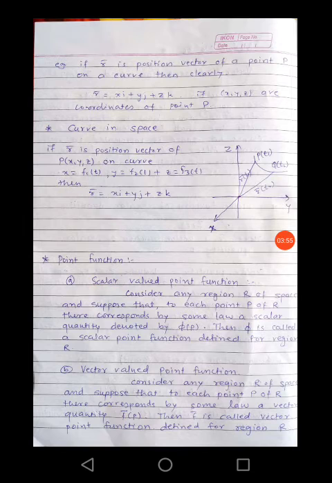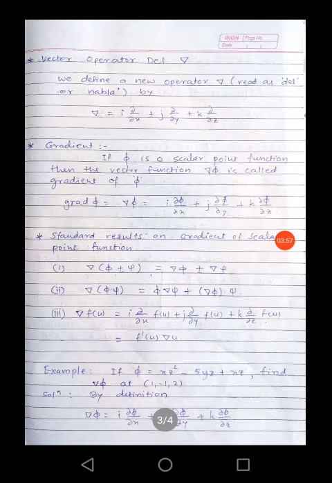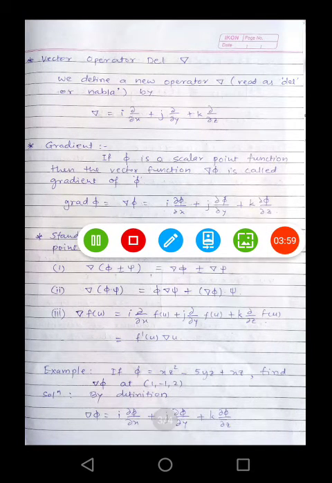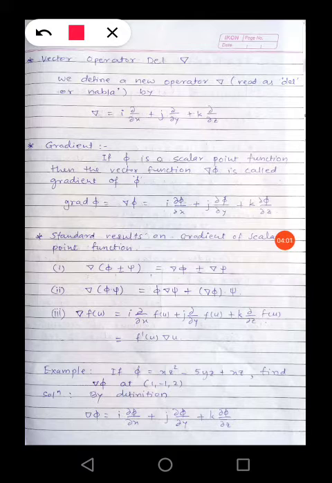Next we'll see the vector operator del. What is meant by the vector operator del? We define a new operator del, read as del or nabla, by del is equal to i into dou by dou x plus j into dou by dou y plus k into dou by dou z.